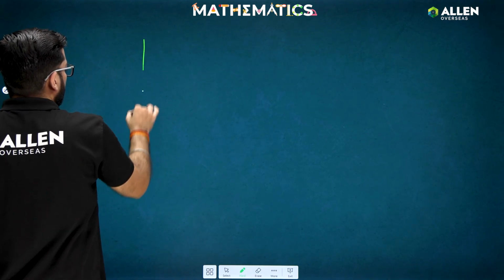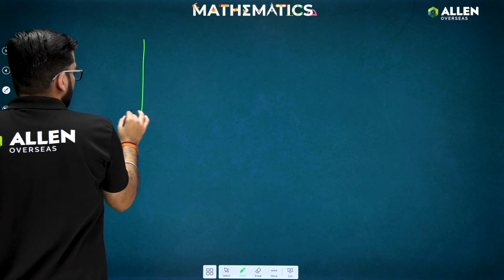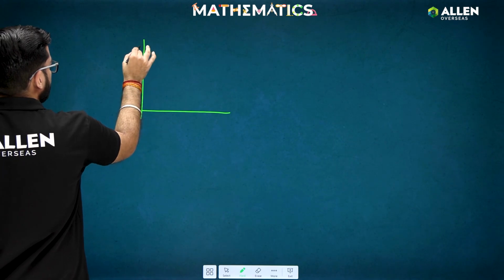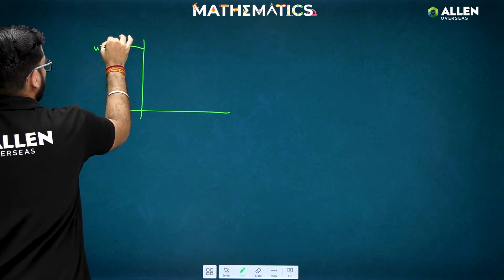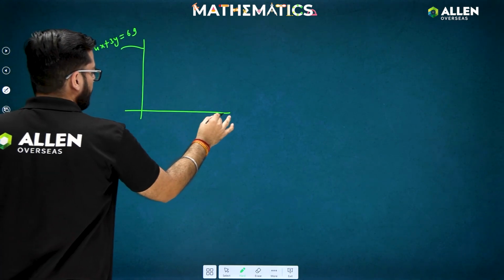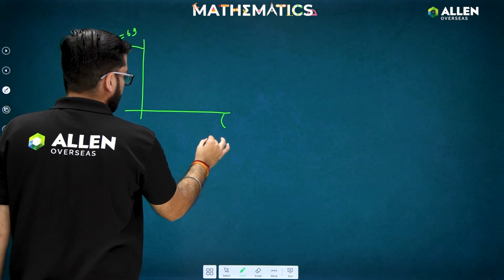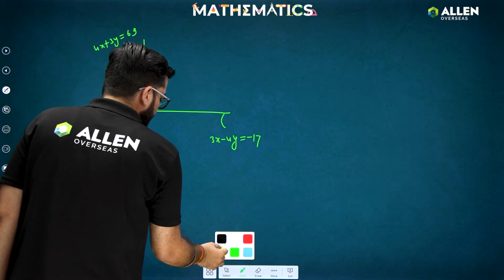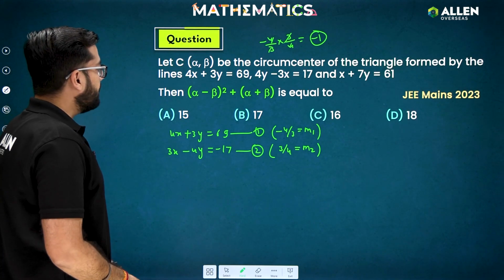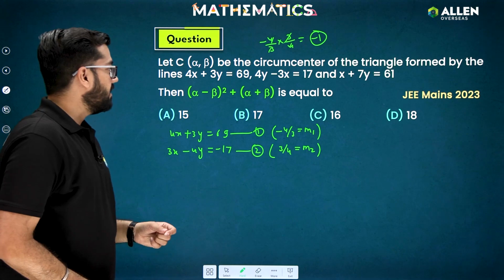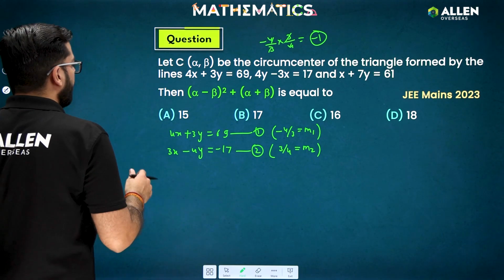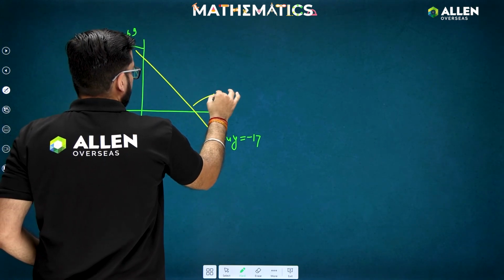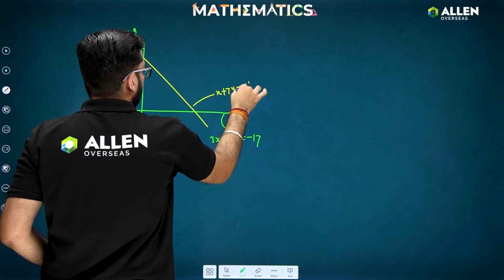These two lines must be perpendicular, and I am going to mark them as 4x plus 3y minus 69 and 3x minus 4y plus 17. The next line is x plus 7y minus 61 equal to 0. They are making a triangle, so I have to draw this line in this way. So let's say this is x plus 7y equals 61.